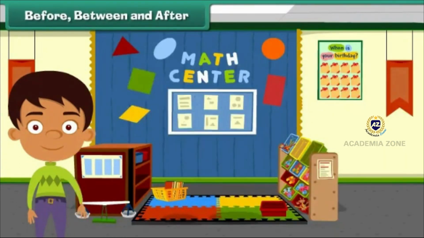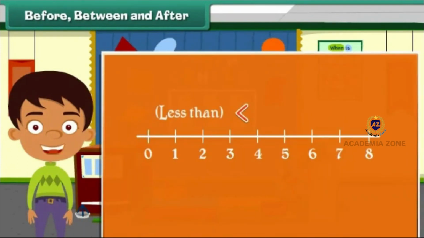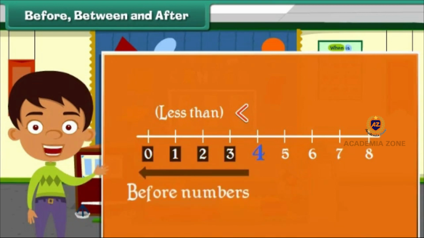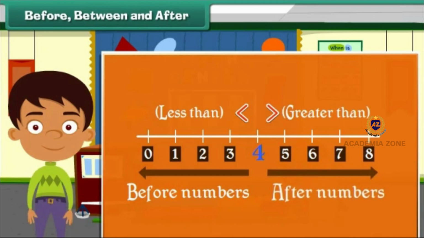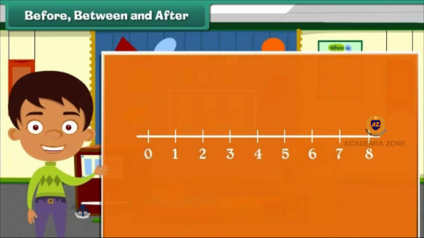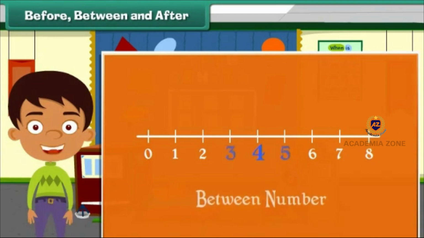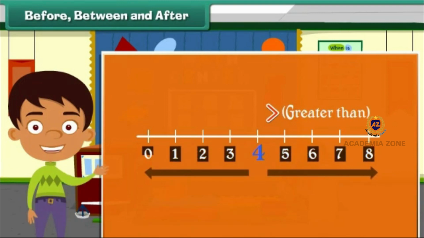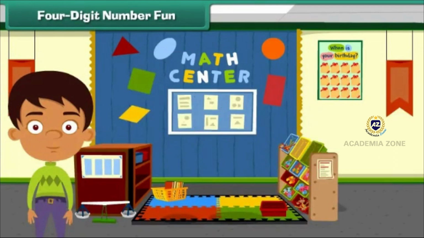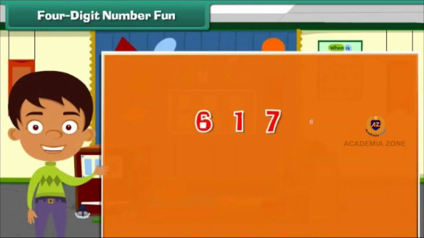Before, between and after. Numbers that are less than a given number appear before it. Numbers that are greater than a given number appear after it. What can we say about a number that falls between two numbers? The numbers to the right are greater than the given number and the numbers to the left are smaller than it.